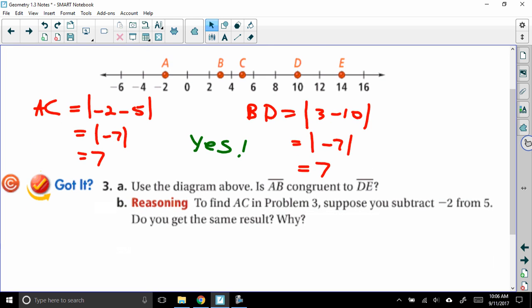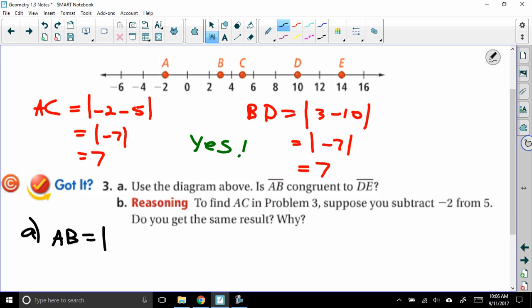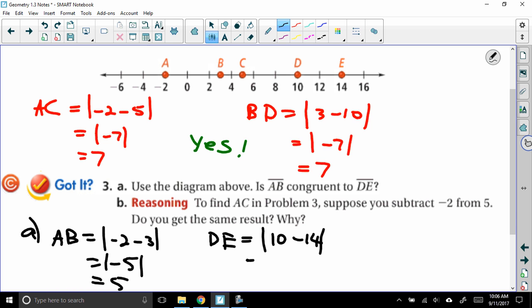It says use the diagram above. Are AB and DE congruent? So part A: is AB congruent to DE? Well, let's see. AB is the absolute value of -2 minus 3. That's the absolute value of -5. So that's 5. AB is 5. DE is the absolute value of 10 minus 14. That's the difference between 10 and 14. It's the absolute value of -4, which is 4. So it looks like a no there, right? Those ones are not congruent.